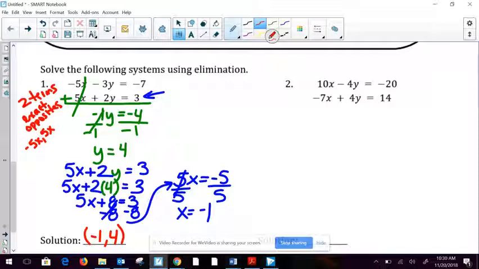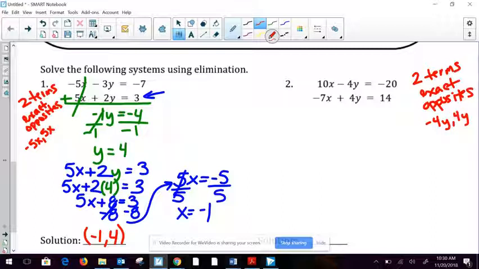Okay, let's look at another one. Number 2. Again, we're asking ourselves, do we have two terms that are exact opposites? If I look at my x's, they're not exact opposites. But my y's, I have two terms that are exact opposites. And which ones are they? Good. You have a -4y and a 4y. They are exact opposites. So because I have exact opposites, I can stack them and add them.